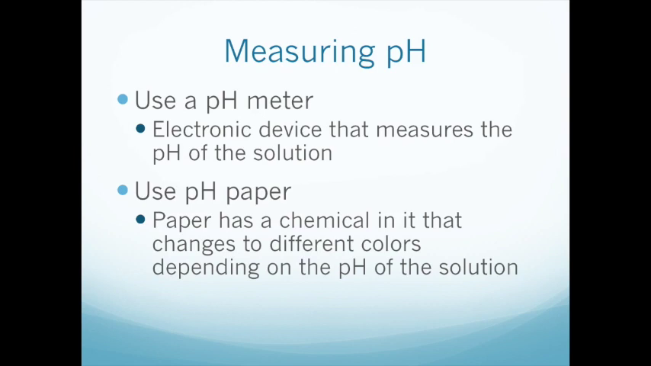You can measure pH using either a pH meter, which is an electrical device that measures the pH of a solution by measuring the voltage that the H plus ions produce at glass. Or you can use pH paper, which has chemicals that change color depending on the pH of the solution. Usually these are some kind of dye that has a different color in various pH solutions.